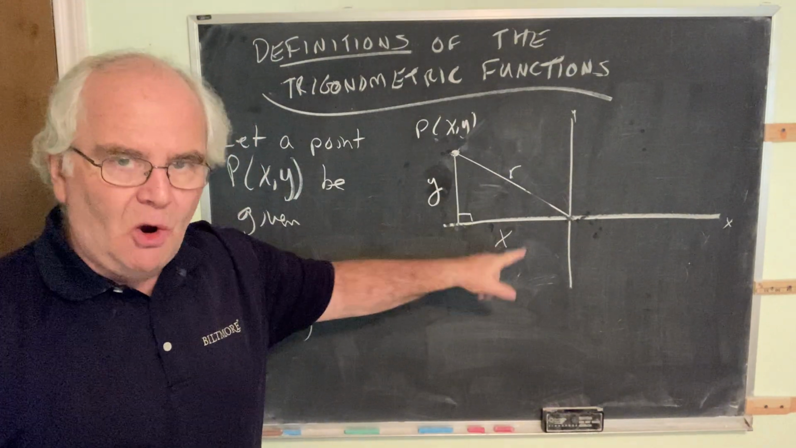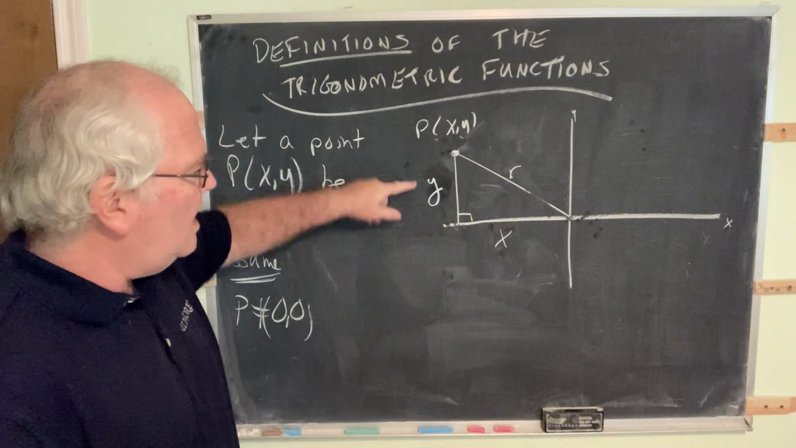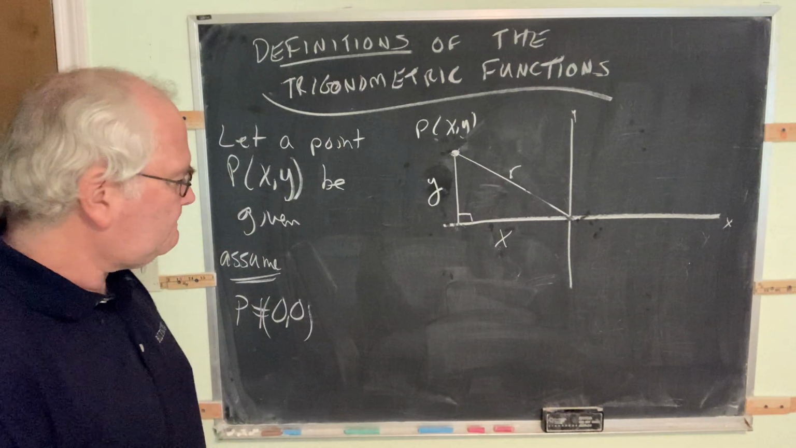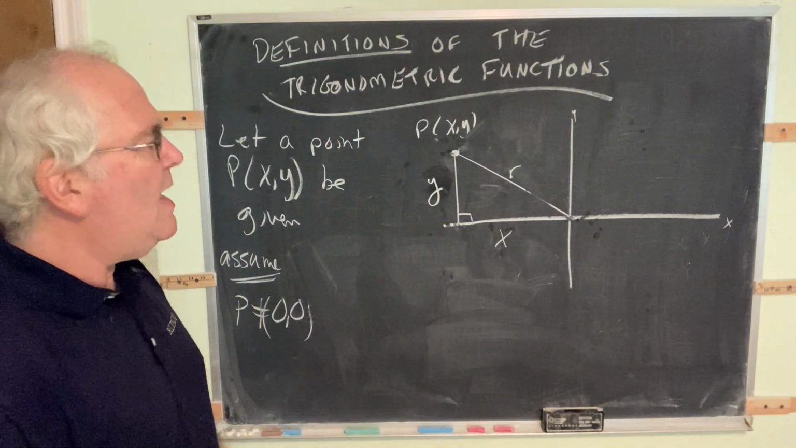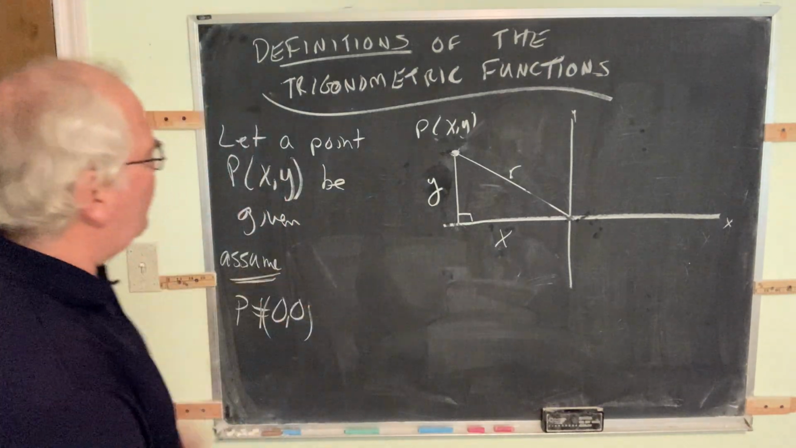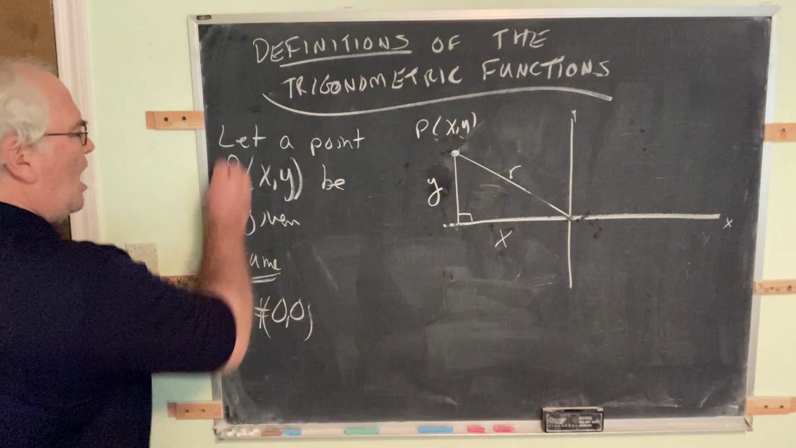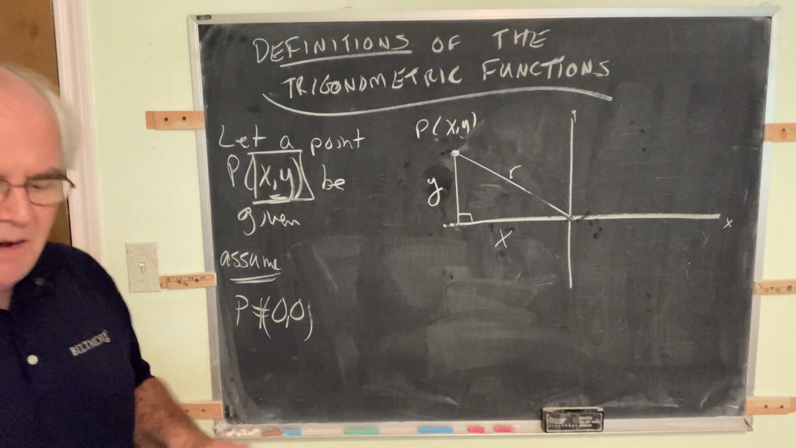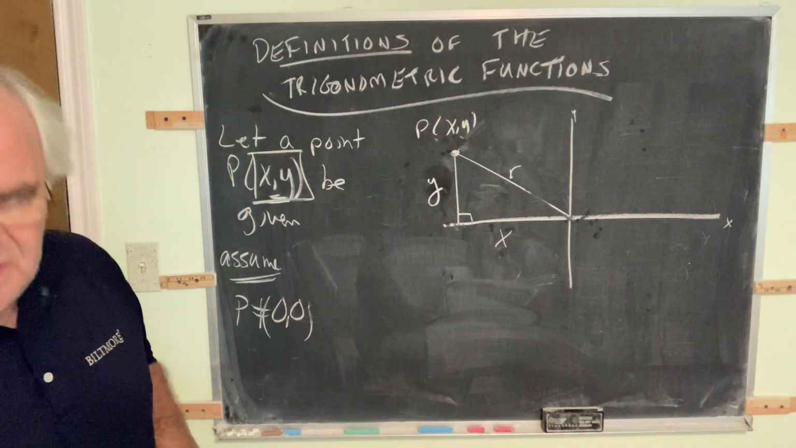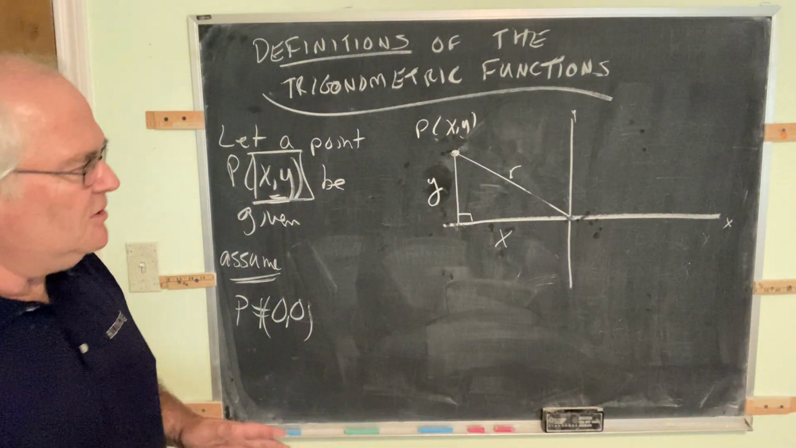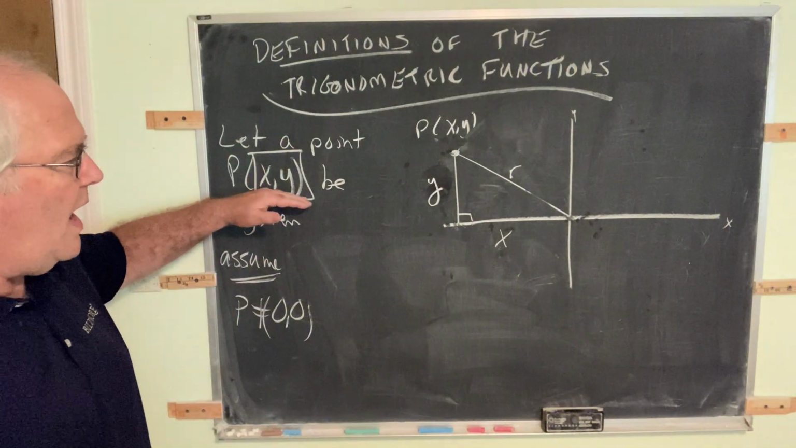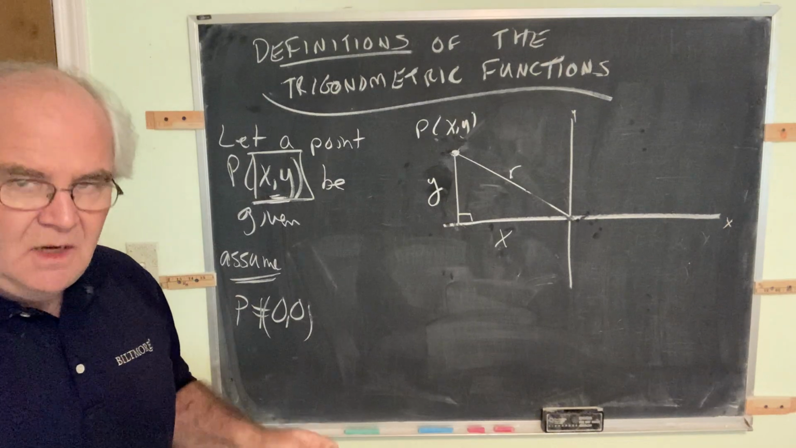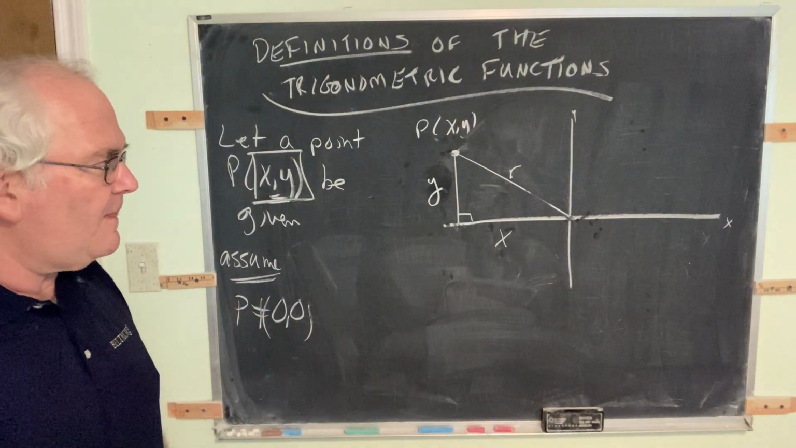This is the x coordinate. It might be a negative number. This is the y coordinate. It might or might not be a negative number. But what have we been given in this problem? The only two numbers we've been given are x and y. R is not given. We compute r.